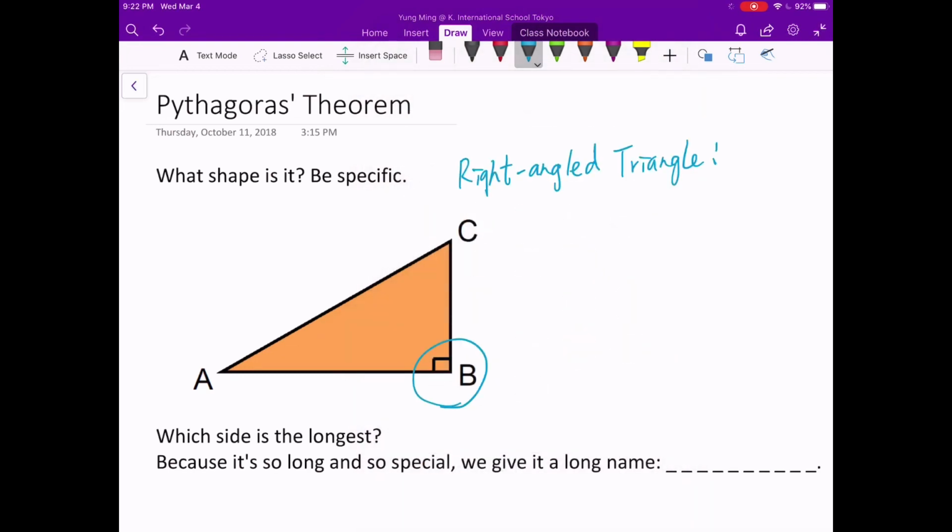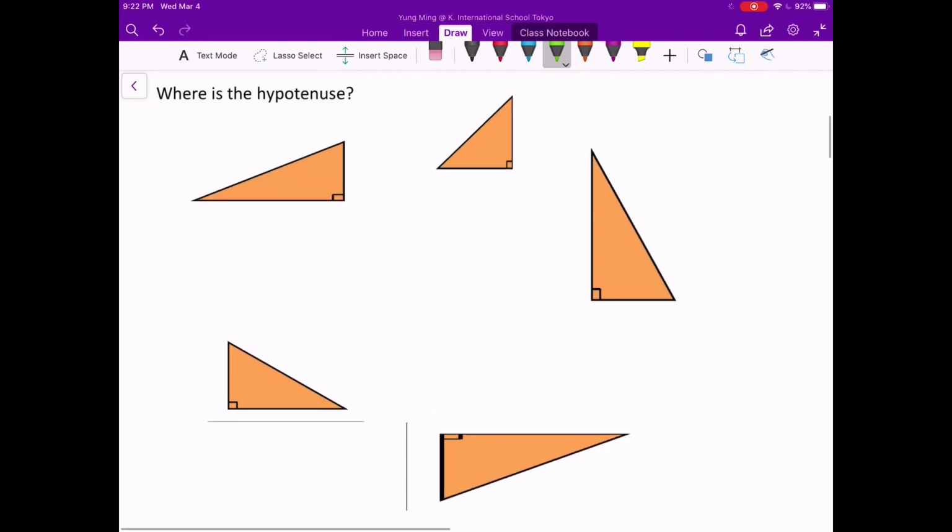And now the next question is, which side is the longest? You can probably see very obviously that AC is the longest over here. Okay, just because it's so long and so special, we actually give it a long name. Pause the video if you know the answer, try to spell it out. There you go, the answer is hypotenuse. Now, where is the hypotenuse? There you go, I hope you have no problem with it.